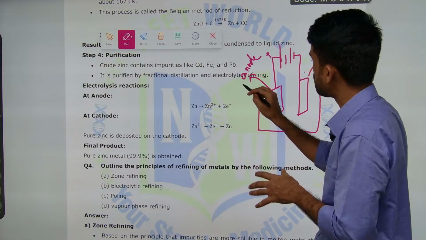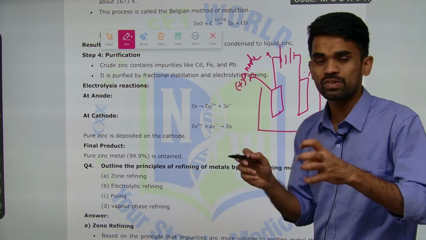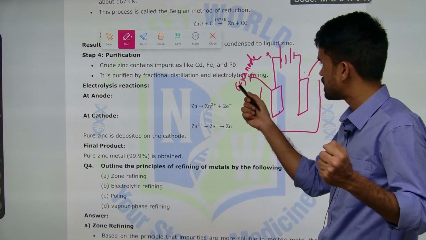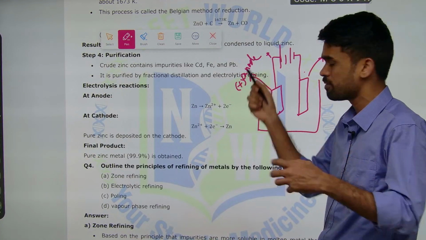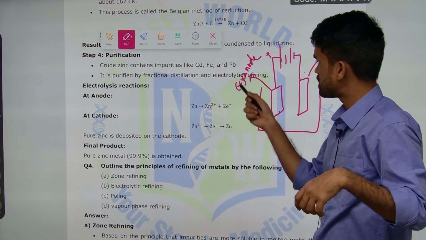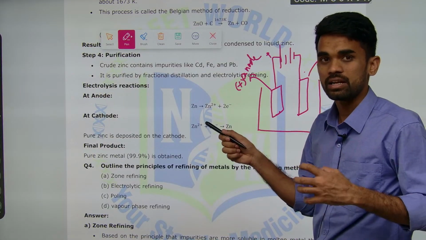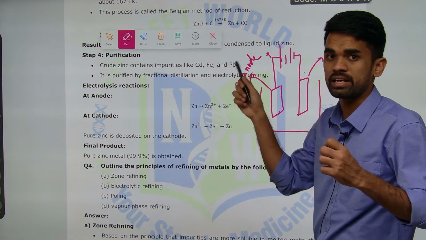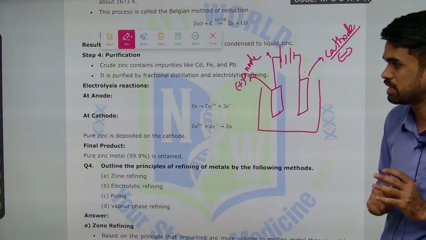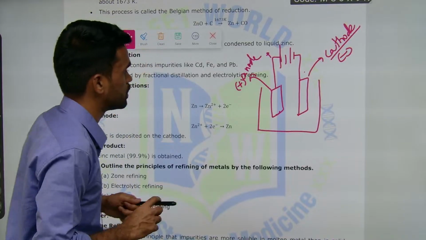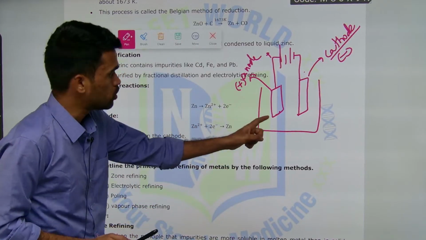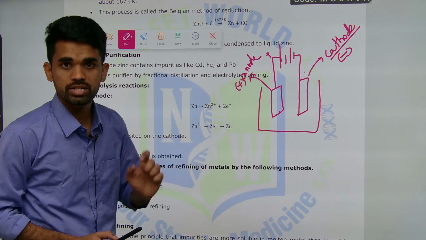Anode means it is positive. So the anode is an electrode which attracts anions because it is a positively charged species. Anode means a metal rod which is positively charged. Anode attracts anions, cathode attracts cations. You just remember it in this way. Okay, now what happens? See, at the anode, always remember, oxidation is taking place.